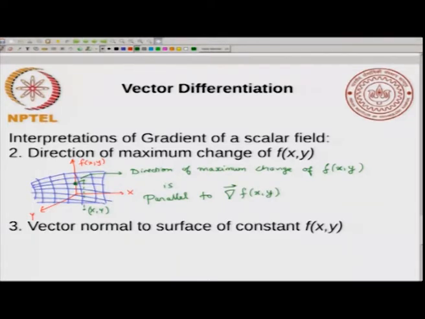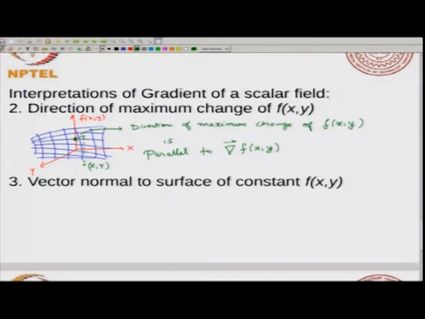So, this is an interpretation of the direction that the gradient points in, and that is related to the direction where your function changes most rapidly. Okay. So, this function f of x y changes most rapidly when you go along that direction. Okay. There is another interpretation, and I will just mention this briefly. You can think of it as a vector normal to a surface of constant f of x y. Again this is slightly more involved, but I will try to explain this.